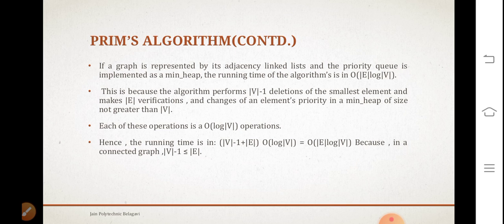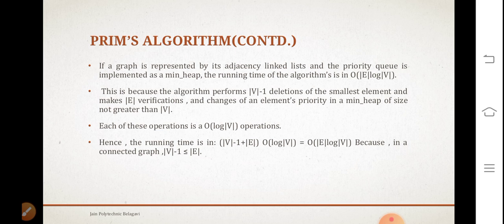If a graph is represented by its adjacency linked lists and the priority queue is implemented as a min heap, the running time of the algorithm is in big O of number of edges log number of vertices. This is because the algorithm performs number of vertices minus 1 deletions of the smallest element and makes number of vertices verifications, number of edges verifications, and changes of an element's priority in a min heap of size not greater than number of vertices.